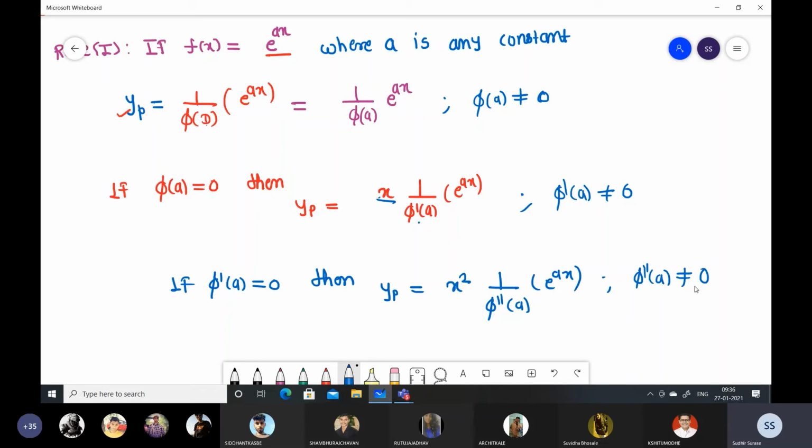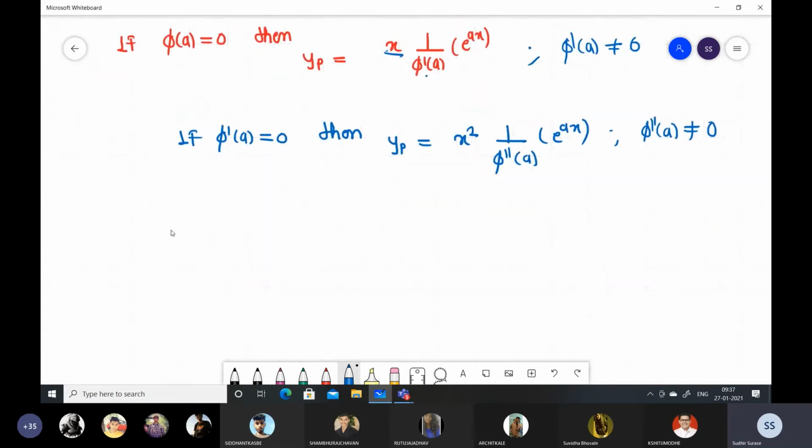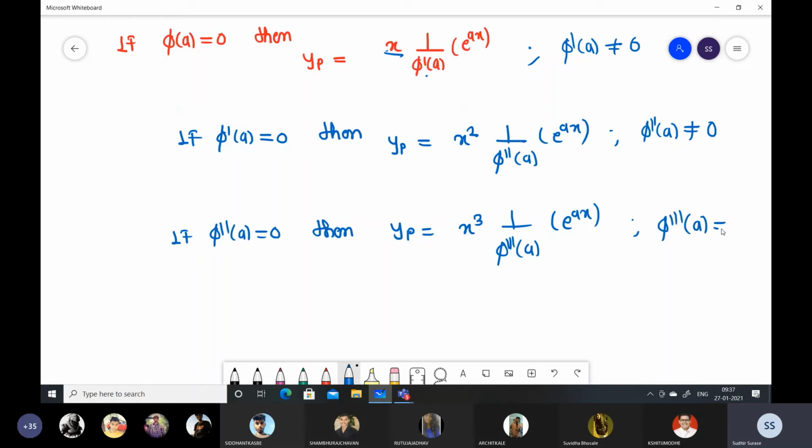Now what about if you get phi double dash of a 0? Then you have to go further. Okay, so if phi double dash of a is still 0, then one more time multiply by x. Yp is equal to, this time it will be x cube, 1 upon phi triple dash of a e to the power x, provided that phi triple dash of a is not equal to 0, and if you are still getting phi triple dash of a 0, go further. Okay, and so on. Somewhere you will definitely get a non-zero term.